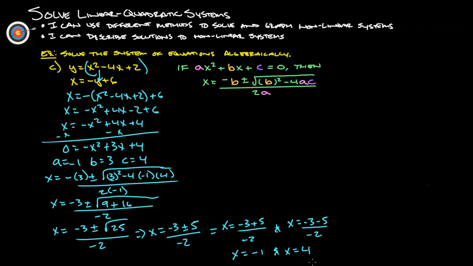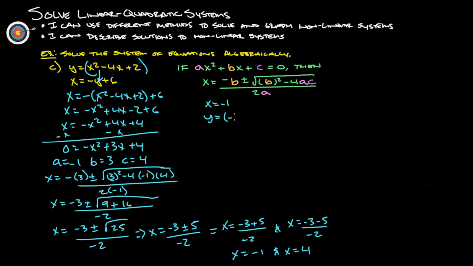So we end up getting two different x values. That means we're going to have two different solutions. So let's figure out what each one of those is. Plug each one of these x's back in to see what the y is going to be. So we'll do x equals negative 1 first. Plug it into this here.